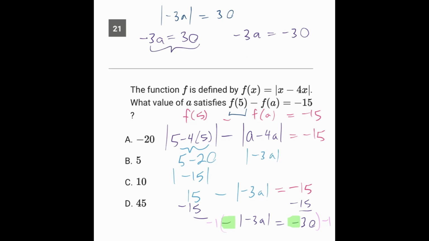So for this side, if we divide both sides by negative 3, we'll have a equals negative 10. And on this side, if we divide both sides by negative 3, we'll have a is positive 10. So negative or positive 10 could have been an answer, and the only one being offered to us is positive 10.